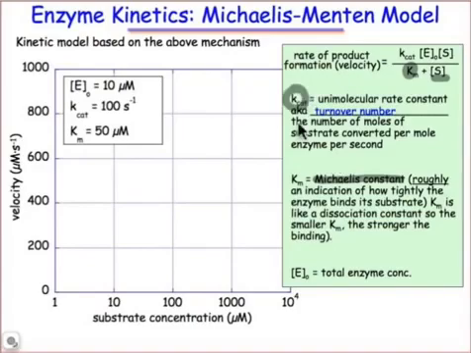Kcat, by the way, also goes by another name. It represents the turnover number, which is the frequency at which product is produced, expressed in terms of moles of substrate produced per mole of enzyme per second.